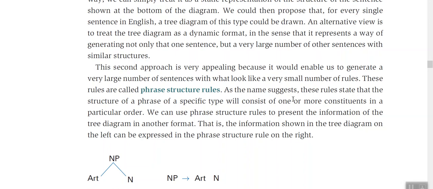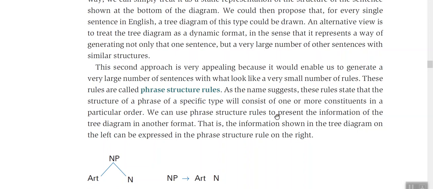For example, if we have this rule for noun phrase, from this rule we can make many, many sentences. So this is what we mean. So these rules are called what? Phrase structure rules. As the name suggests, this is the definition of phrase structure rules.